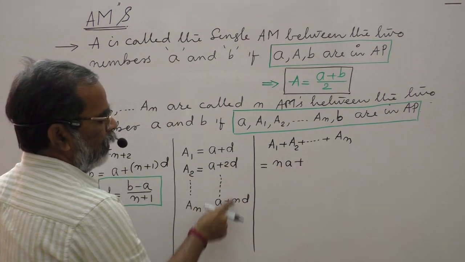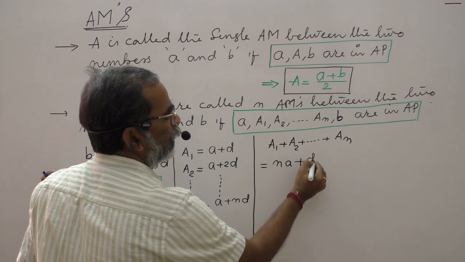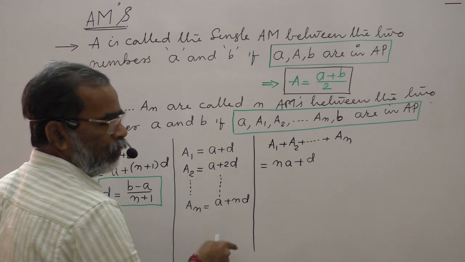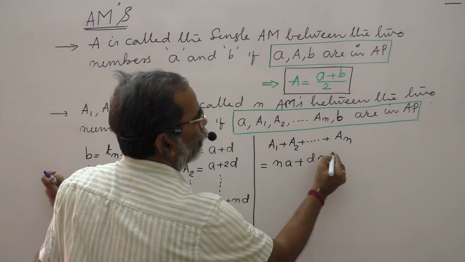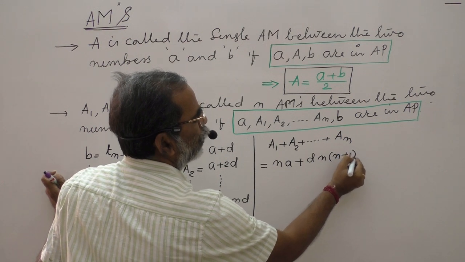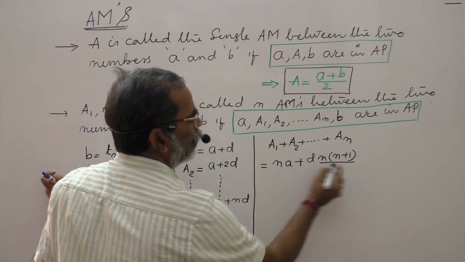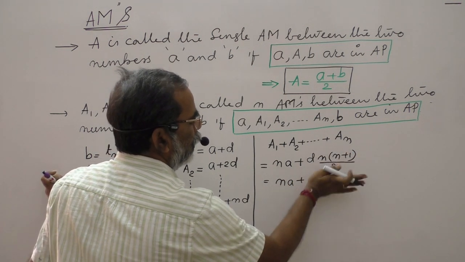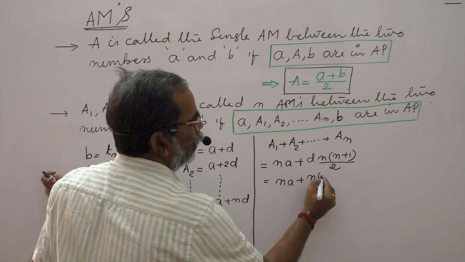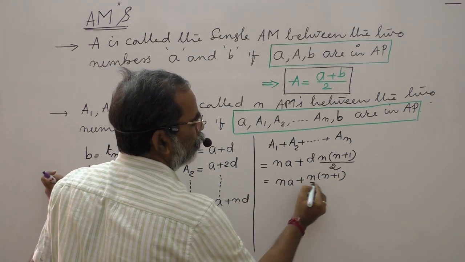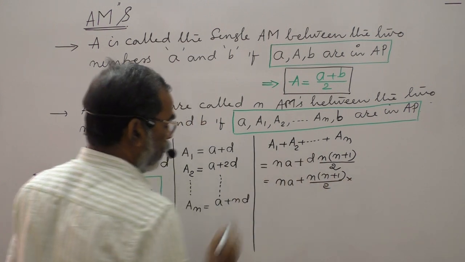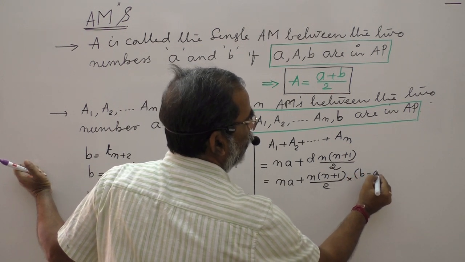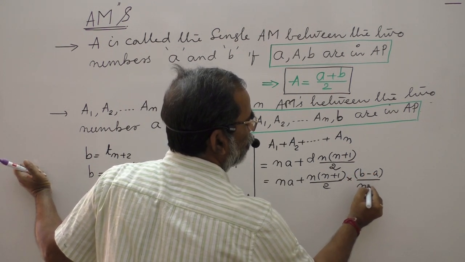Next, from the second one, all of them contain d, no? I can take d common. If I take d common, I have 1 plus 2 plus 3 plus 4 up to n. That is the sum of the first n natural numbers, n into n plus 1 divided by 2. Therefore, let us simplify. na plus n into n plus 1 by 2 into d. What is d? We will write here, d is b minus a divided by n plus 1.